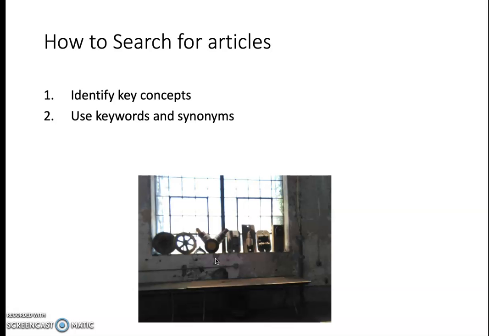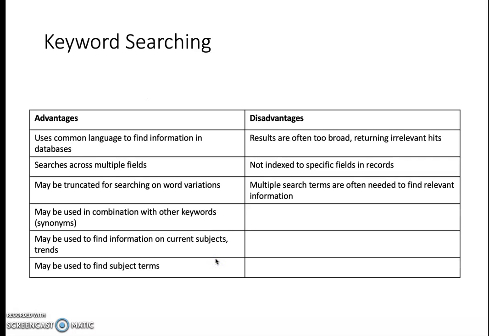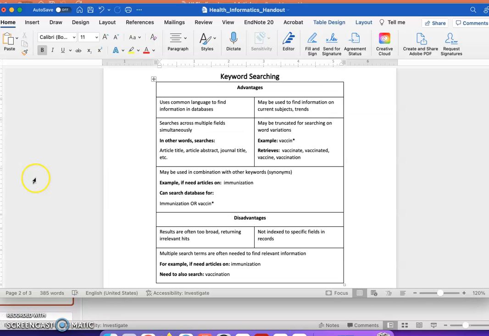So next you use keywords and synonyms. Keywords means you just put things in your natural or common language to find articles, things like cancer, ADHD, stroke, heart attack. There are some advantages and disadvantages of searching this way. One advantage is that you get to use your own natural language, that natural way of speaking, so that can be easy.